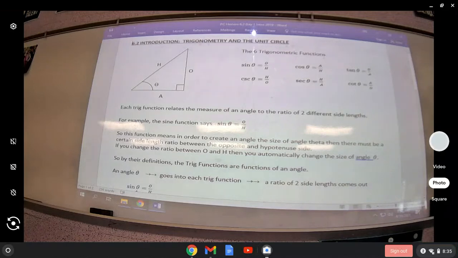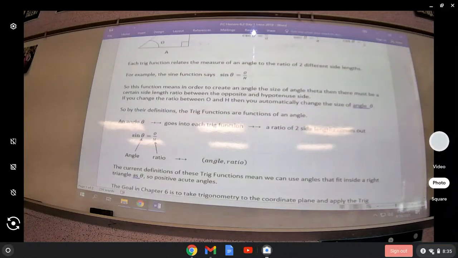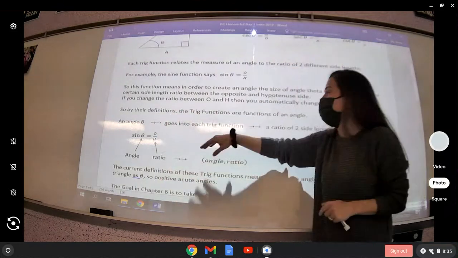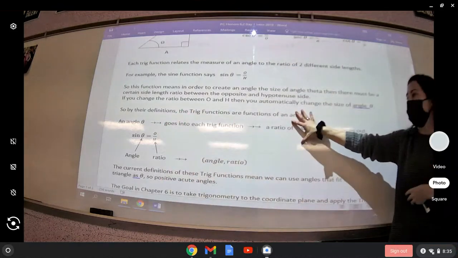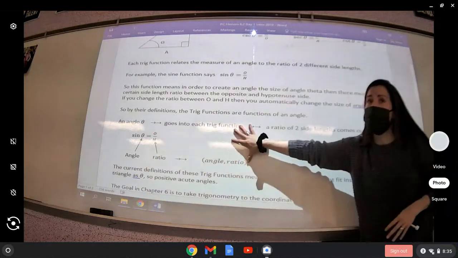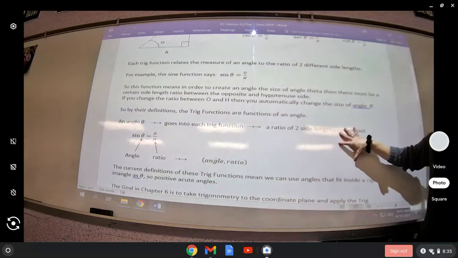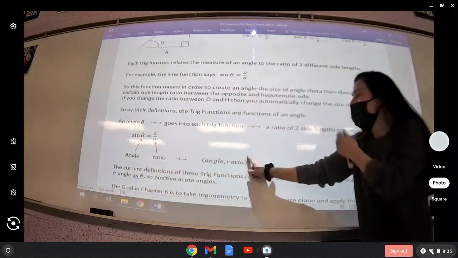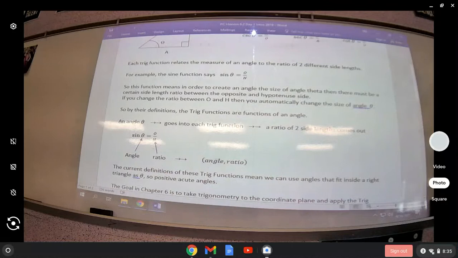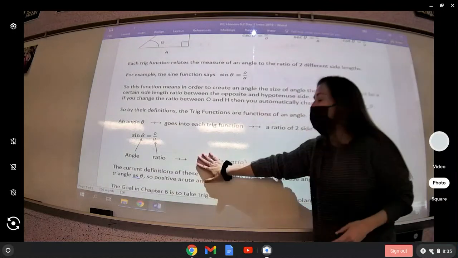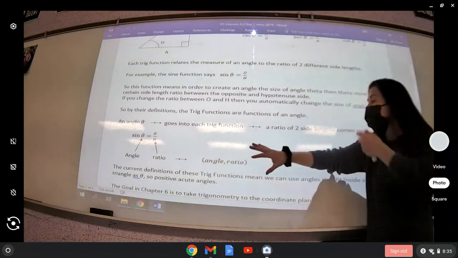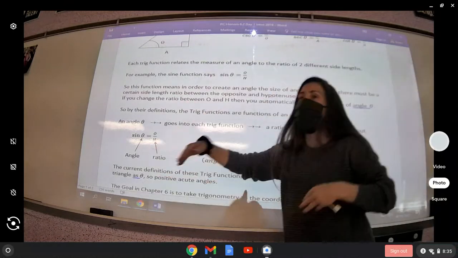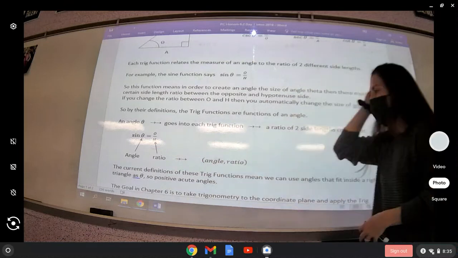Move it up. So by their definitions, as you know them, SOHCAHTOA, the trig functions are functions of an angle. An angle goes into each trig function, and then a ratio of 2 side lengths come out. So the angle goes in, the ratio comes out. So anytime we try to graph a trig function, it is an angle that will represent the x-coordinate, and it is a ratio that will represent the y-coordinate on the graph of sine, cosine, or tangent, okay?